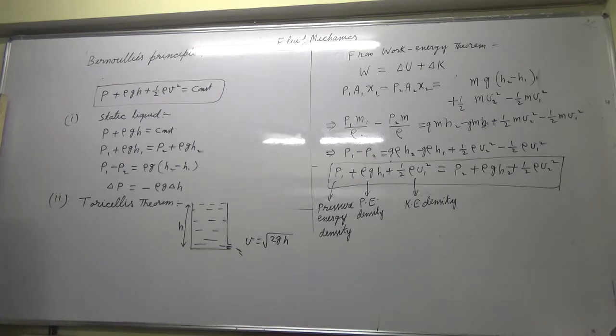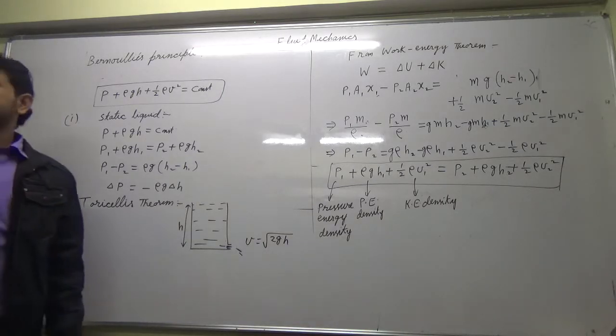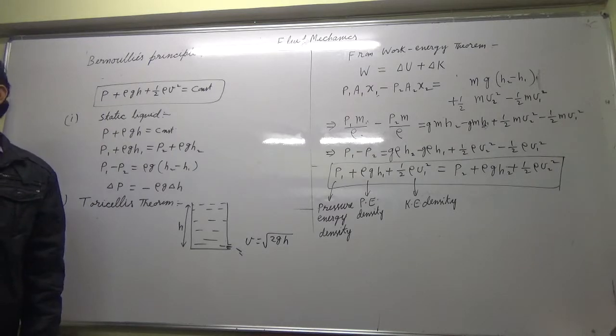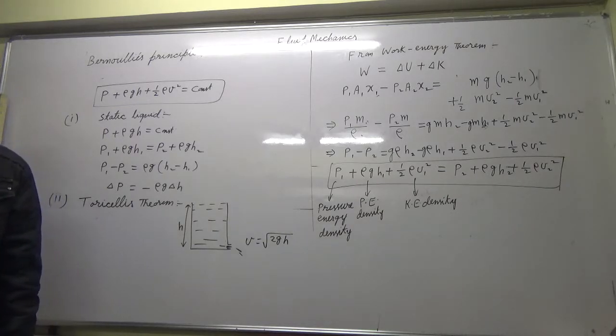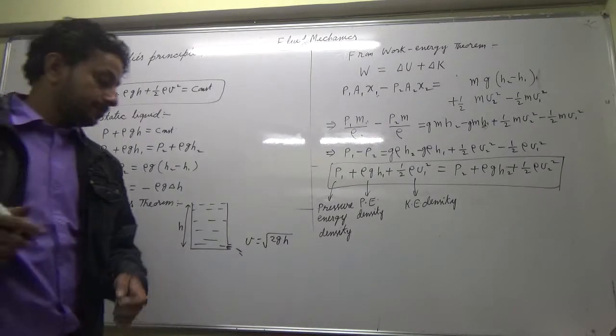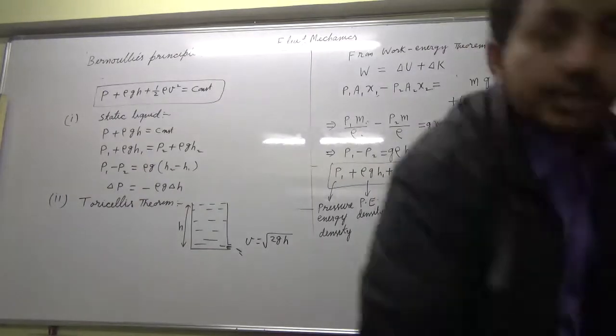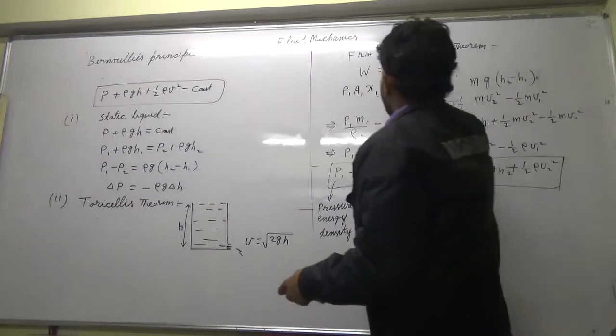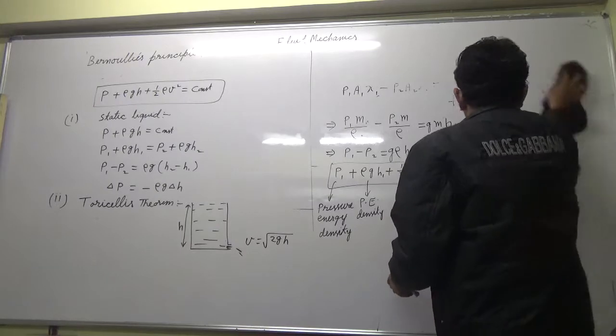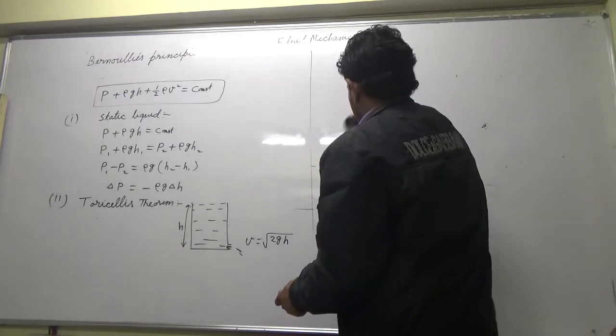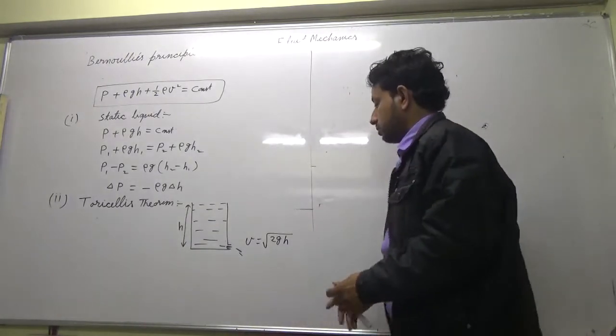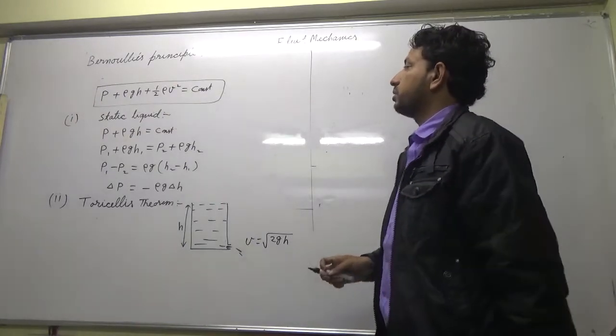We know from kinematics as well as from the work-energy-power chapter, if an object falls from height h, how much velocity does it acquire? Under root 2gh. So that is the thing also coming from the Bernoulli principle. So how do we write this formula? This is Torricelli's theorem.